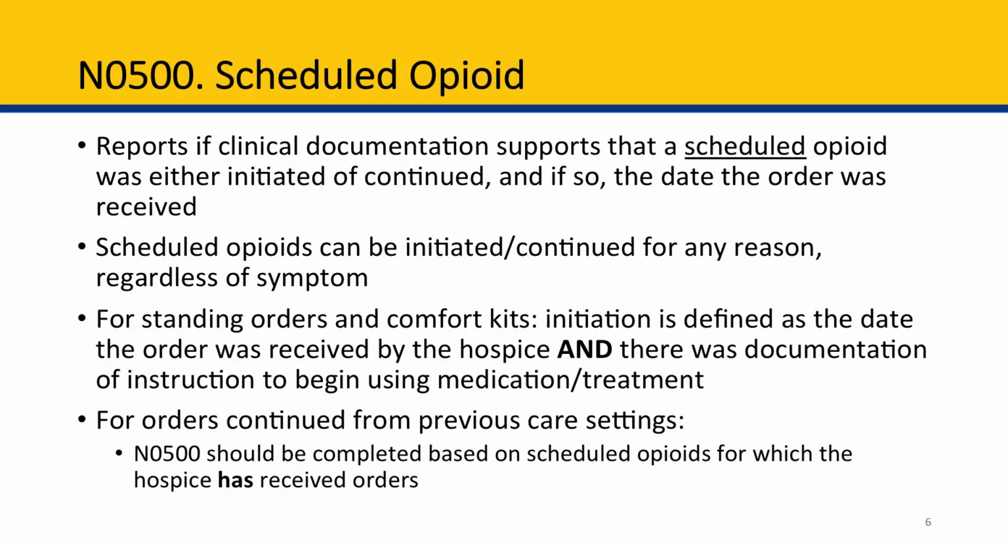The first item in this section is N0500, which collects information on scheduled opioids. Opioids are commonly used in the management of pain and other symptoms. N0500 reports if clinical documentation supports that a scheduled opioid was either initiated or continued, and if so, the date the order was received. For purposes of HIS collection, scheduled opioids can be initiated or continued for any reason, regardless of symptom, not just pain.